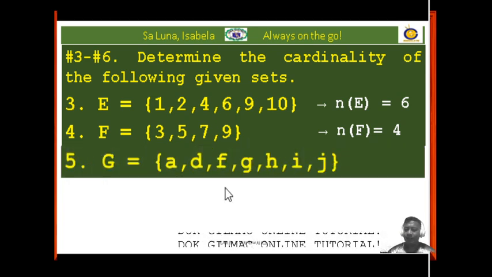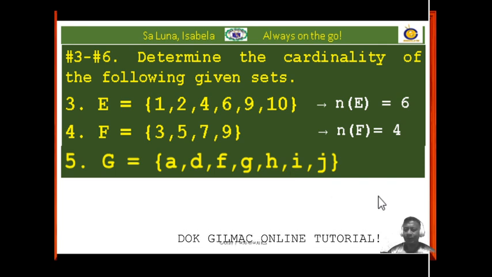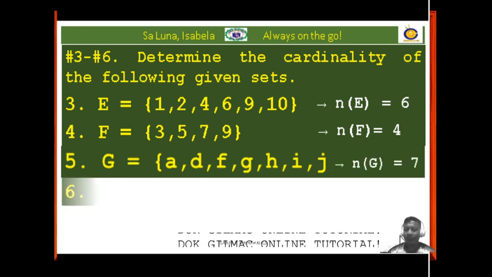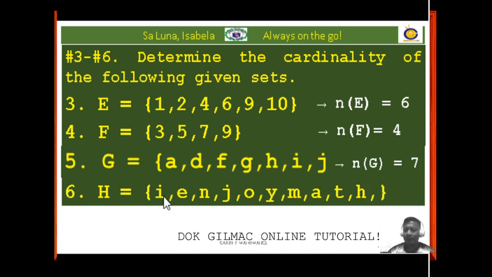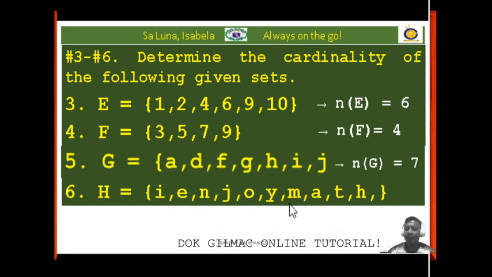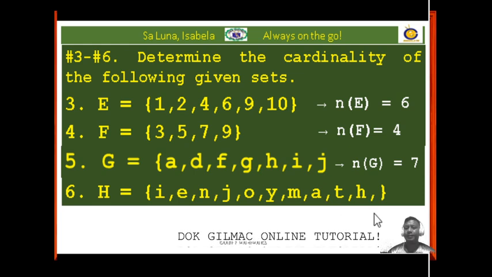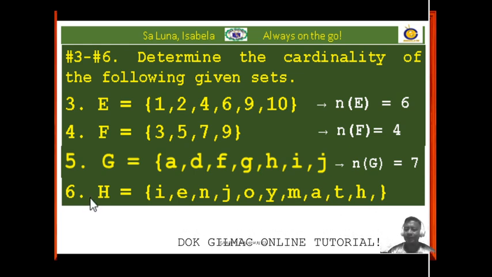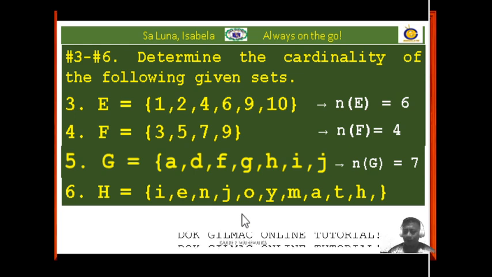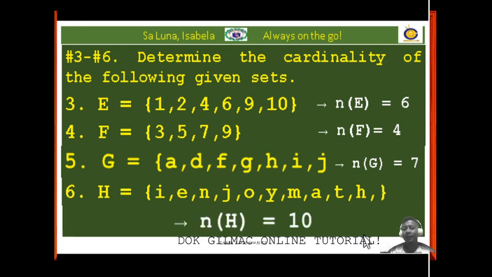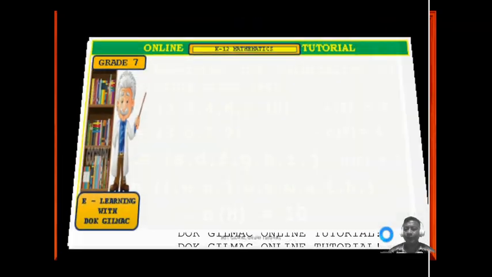How about G? A, D, F, G, H, I, J. What is n of G? Yes, n of G is equal to 7, since there are only 7 elements for G. How about this? Number 6. Set H is equal to I, E, N, J, O, Y, M, A, T, H. How many elements of H do we have here? Yes, there are 10. So what is n of H? Yes, equal to 10. So take note of that.